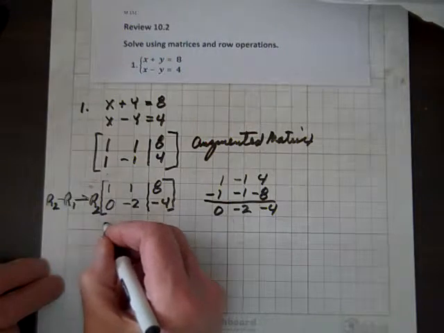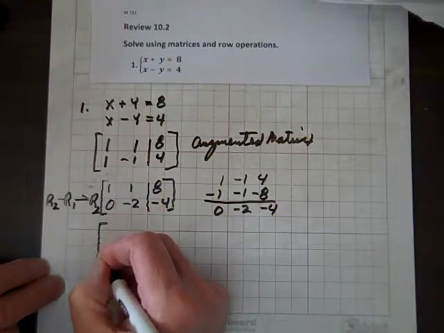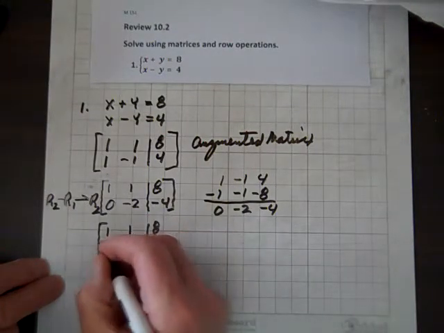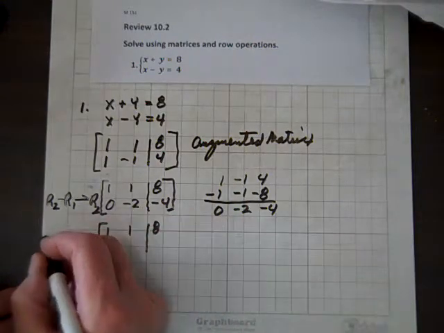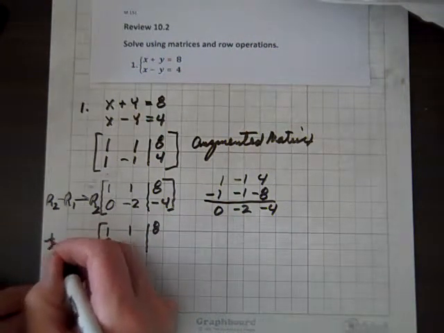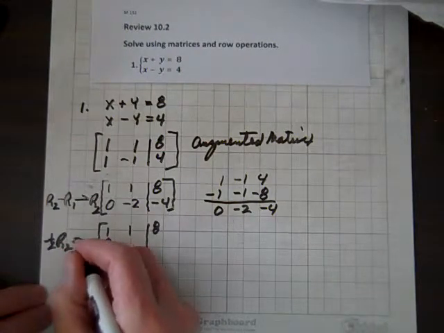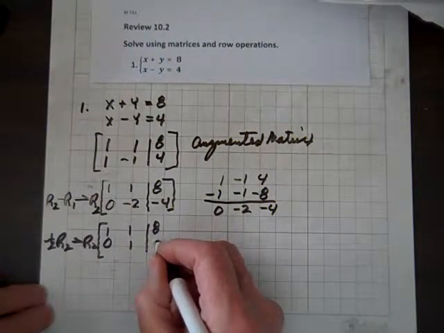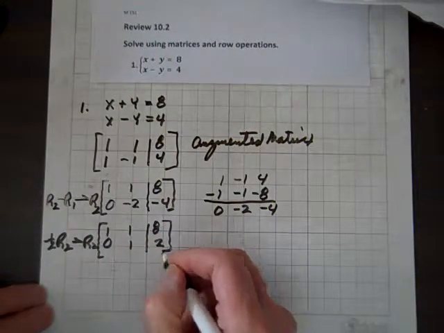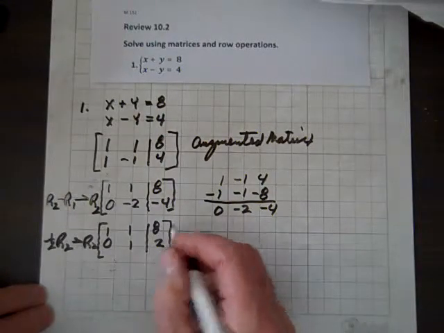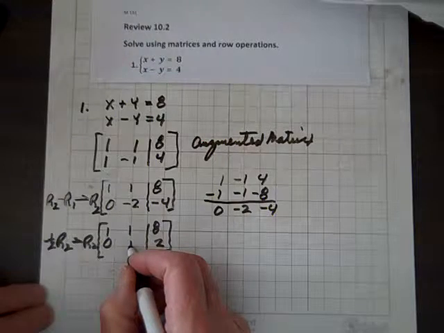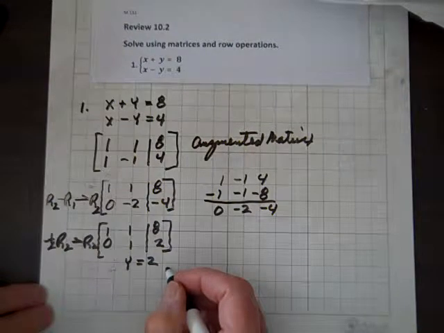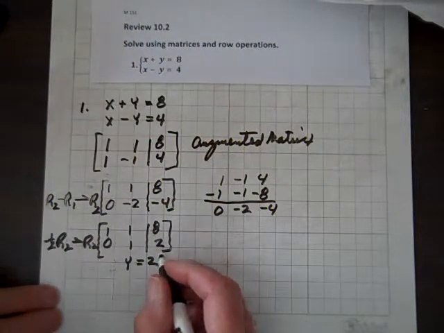Okay, now we want a 1 in this position. So row 1 doesn't change. The 0 doesn't change, but we'll multiply negative 1/2 times row 2 will replace row 2. So that gives us a 1 and a 2. Well, now the implication is that this is the coefficient on y, so this implies that y equals 2. 1 times y equals y, and y equals 2.